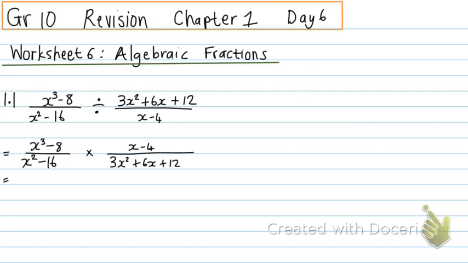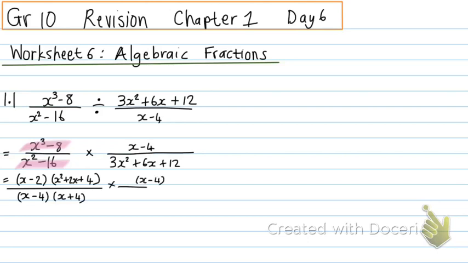Now I need to factorize. First I'm going to factorize the top one in the first term. It's going to be the difference of two cubes, so it's a short bracket and a long bracket: minus, plus, plus. x minus 2, and an x squared and a 4, and the middle term is 2x. Then the bottom here is a difference between two squares, so it's x minus 4, x plus 4. Times, on top I have x minus 4, which stays just like that. And on the bottom I take out a common factor of 3, so it's x squared plus 2x plus 4.